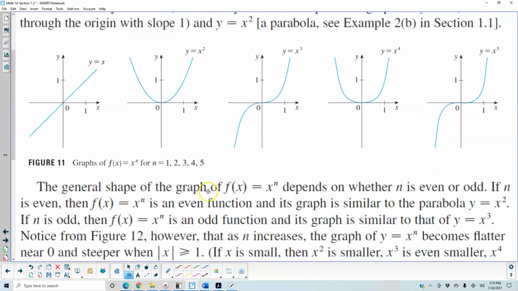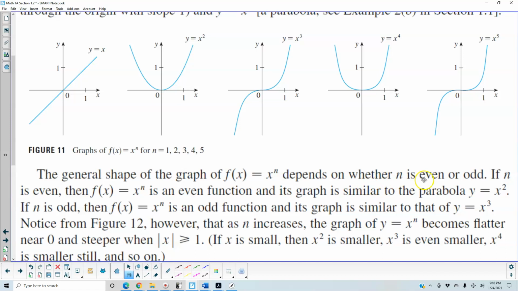Now, the general shape of a graph of f of x equals x to the n depends on whether n is even or odd. If n is even, then f of x is equal to x to the n is an even function, and its graph is similar to the parabola of y is equal to x squared. Now, if n is odd, then f of x is equal to x to the n is an odd function, and its graph is similar to that of y equals x cubed.